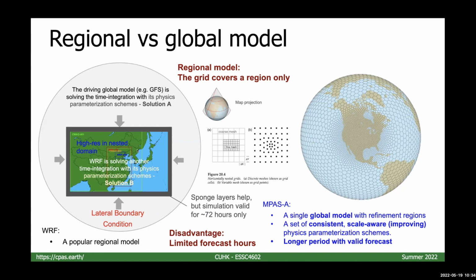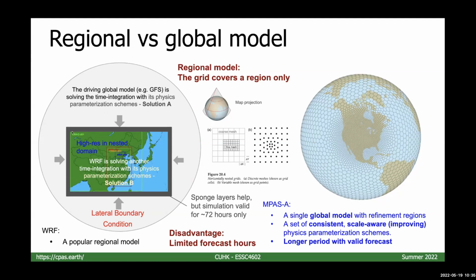Nevertheless, when you use a regional model, one problem is that the period in which the forecast is valid is usually limited. For example, usually the WRF model is valid for a forecast up to 72 hours only. Why is there such a limitation? You can consider this situation.